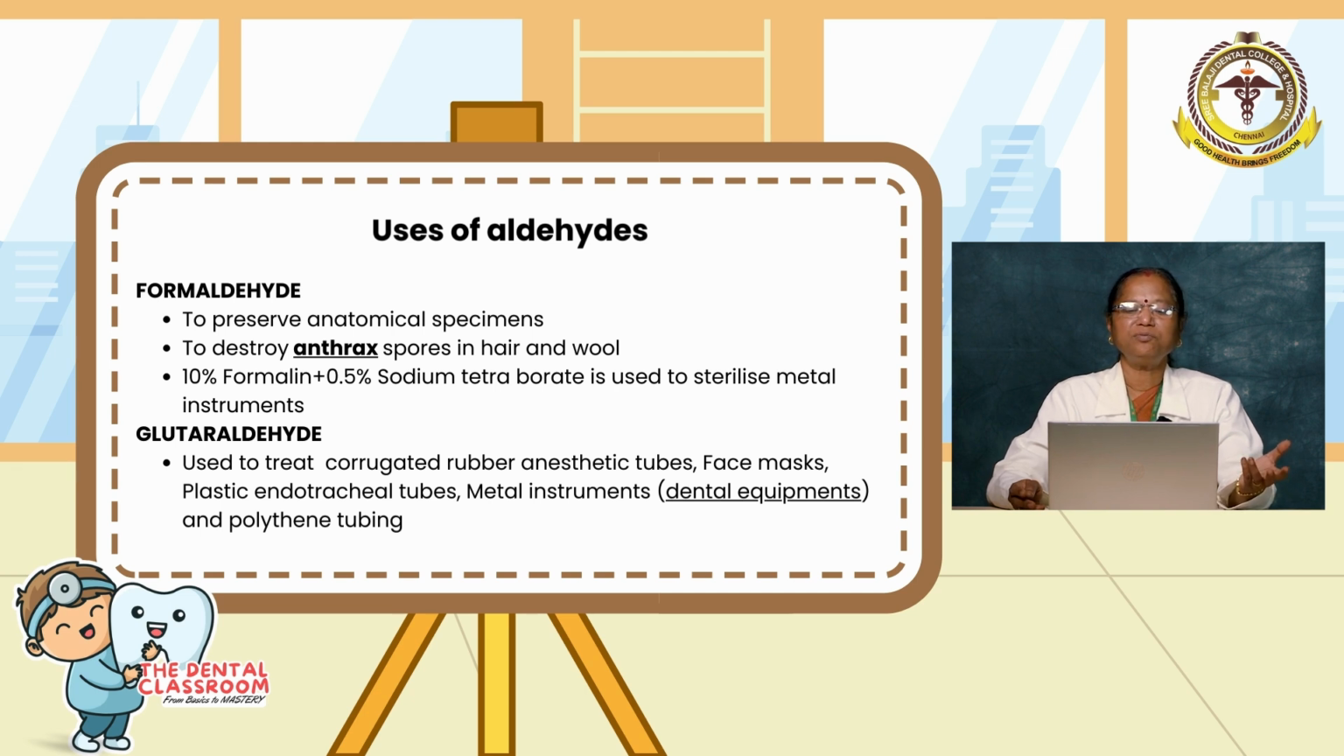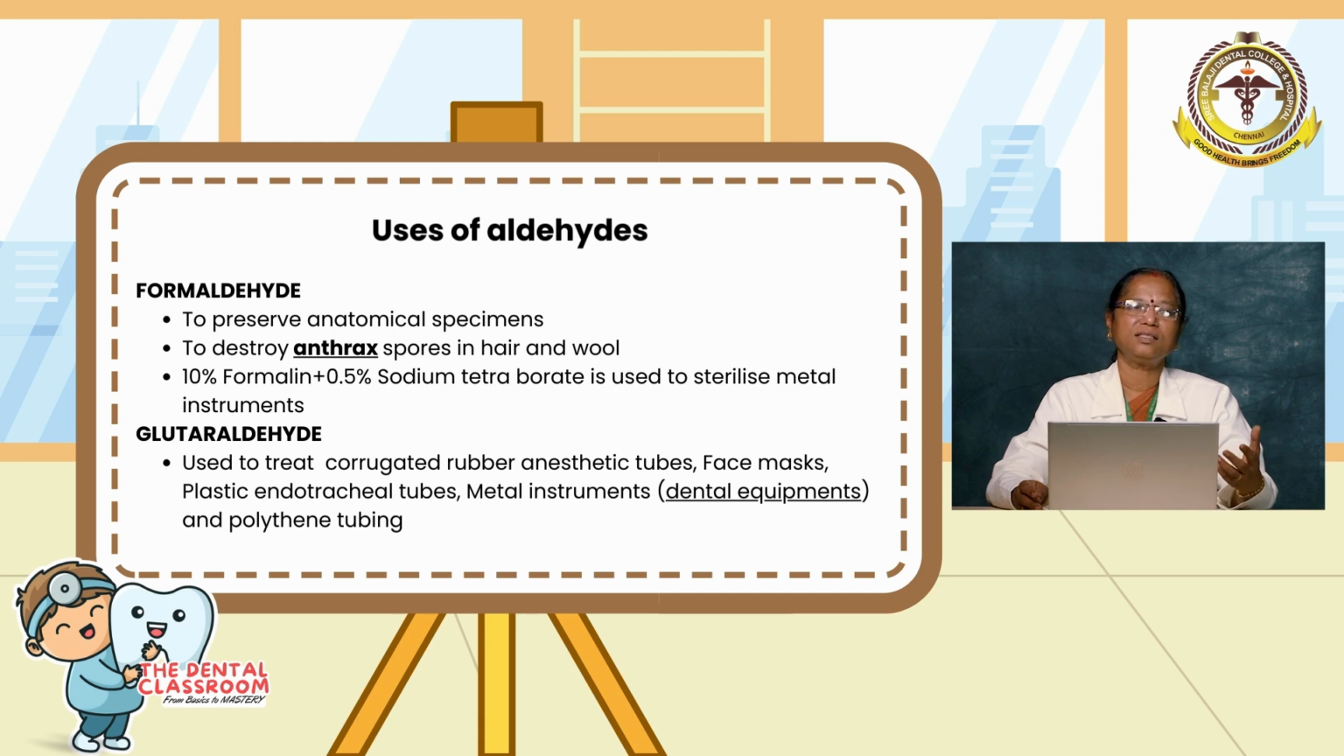Especially with formalin, we use sodium tetraborate, and sodium tetraborate along with formalin is also used to sterilize metal instruments. Another important application of formaldehyde is in the leather industries, which use the hide and skin of animals for preparing their leather products.